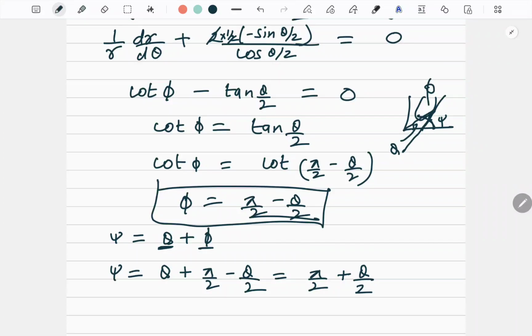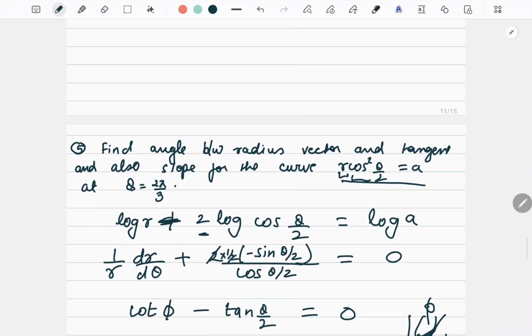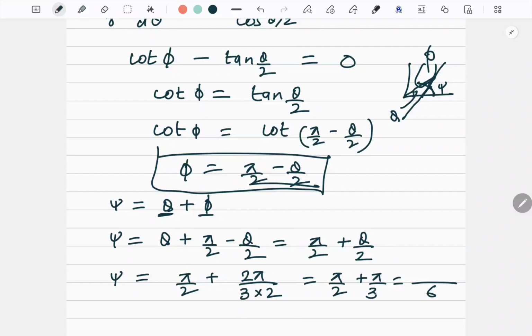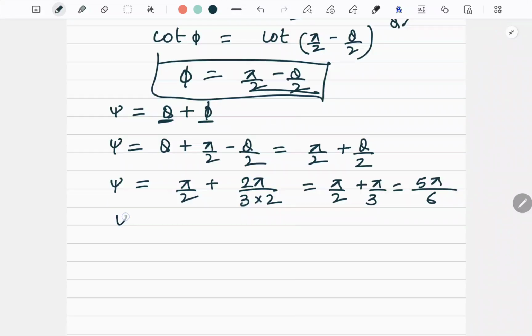Now go back to the question. What is the question? You have to find this at theta is equal to 2 pi by 3. So you have to put theta is equal to 2 pi by 3. So psi is equal to pi by 2 plus 2 pi by 3 into 2. So this is pi by 2 plus pi by 3. So 3 twos are 6. Okay. So 3 pi and 2 pi, that is 5 pi. So you got psi is equal to 5 pi by 6.